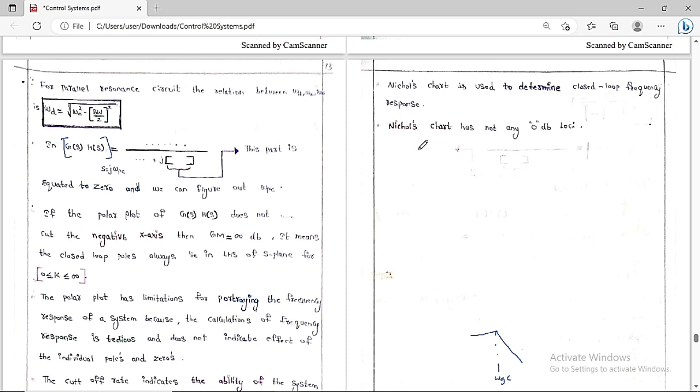So finally I can say the Nichols chart is basically used to determine the closed loop frequency response, and there is nothing like a 0 dB loop in the case of the Nichols chart. So these points you always have to keep in your mind.